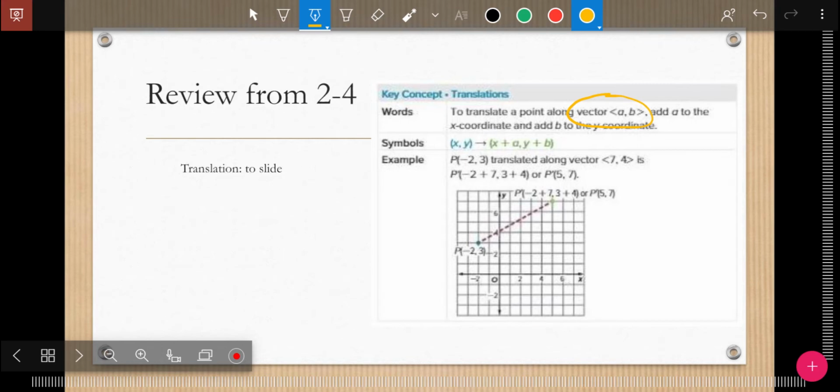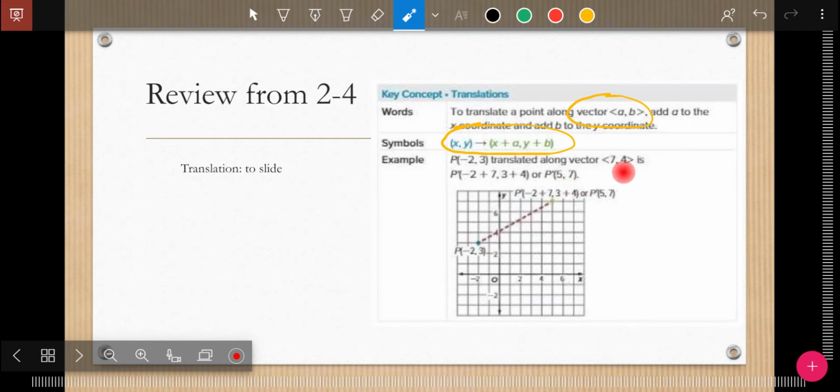And you use this rule: (x, y) changes to (x plus a, y plus b). They give the example down here of P is (-2, 3), and the vector is (7, 4). -2 plus 7, the first part of the vector, is 5. 3 plus 4 is 7. And so that's how they went from P to P image. Again, it was moving along that vector.